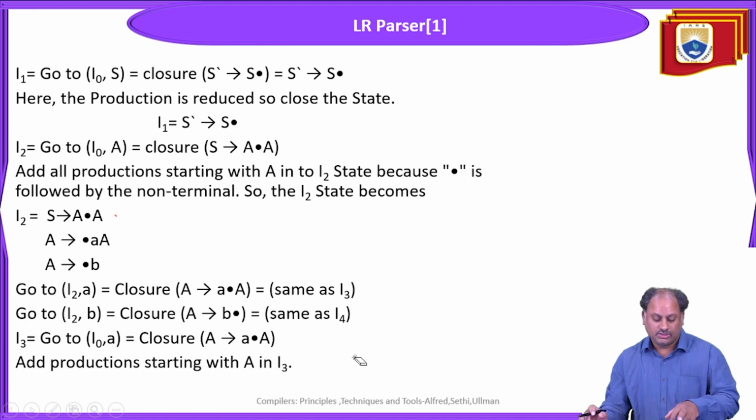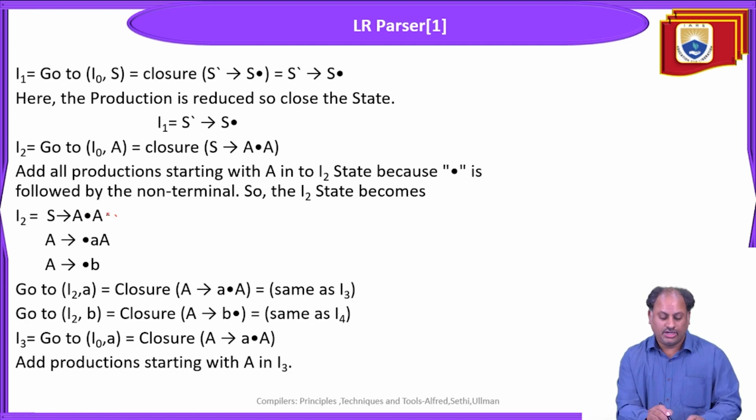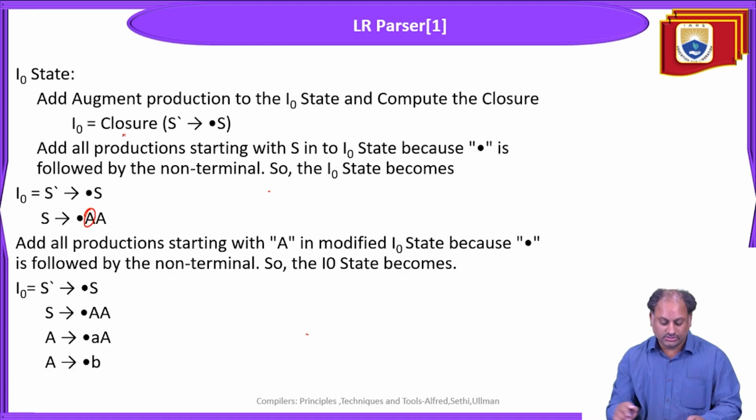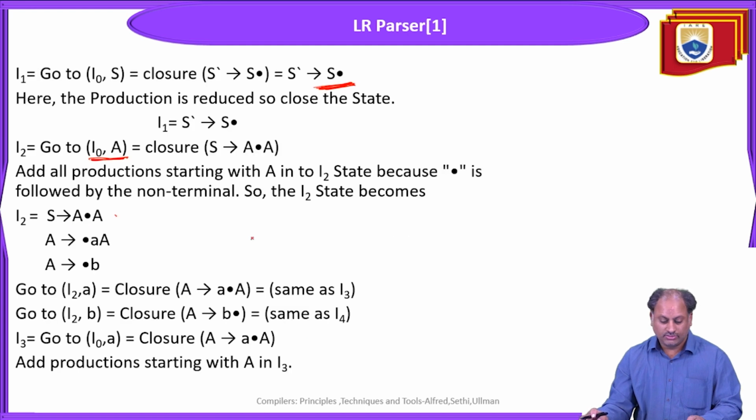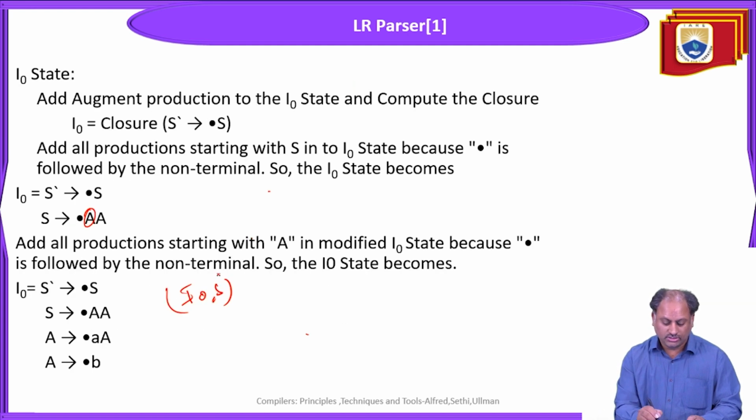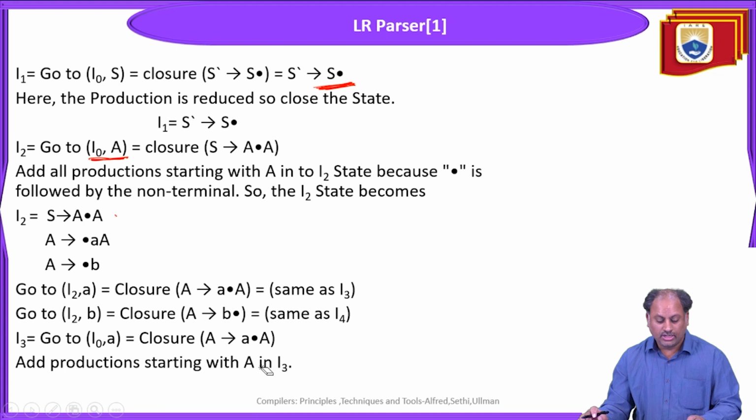So in this case, the result we are getting is A dot A, the same thing. But here instead of this, we have to write I1, I2. So I1 is what is obtained on the process of S' derives S, so we shifted this one. And I0 with A, that means the second production. So I0 with S. Second one, I0 with capital A. And I0 with capital A, like this.